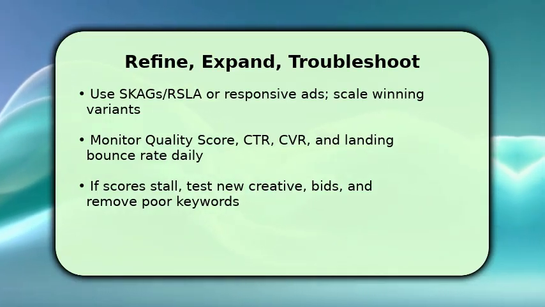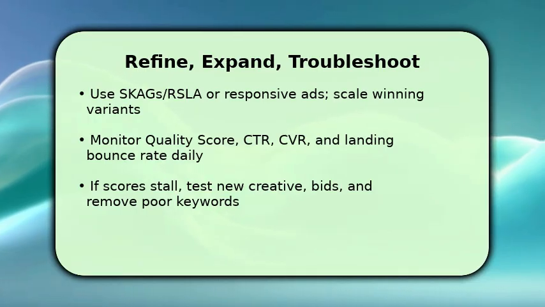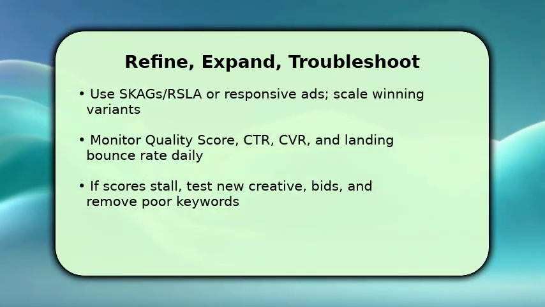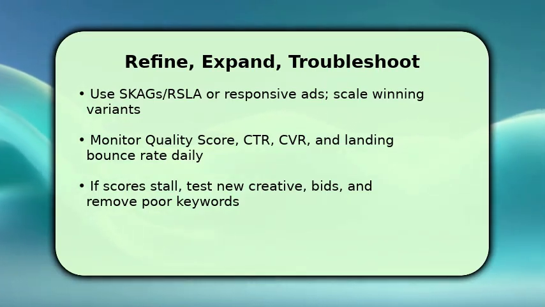You should check quality score plus CTR and conversion rate daily to spot regressions quickly. If your quality score stalls, run a controlled test of new creative or landing layouts and consider removing keywords that consistently underperform. One troubleshooting tip.